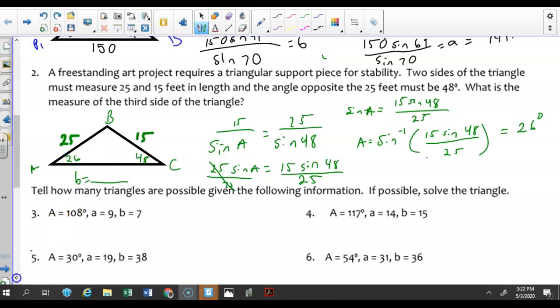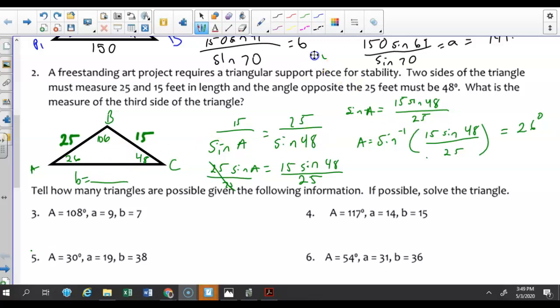And so now what I've got to do is find my missing angle right here. So if I do 26 plus 48, now we know that this is going to be 106. All right, again, add those up, subtract from 180, that's 106.